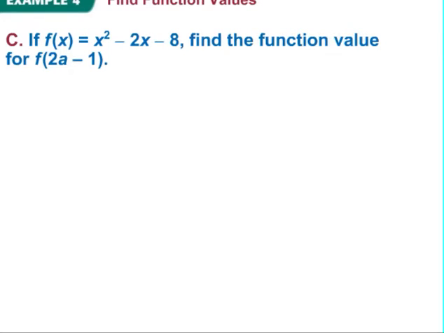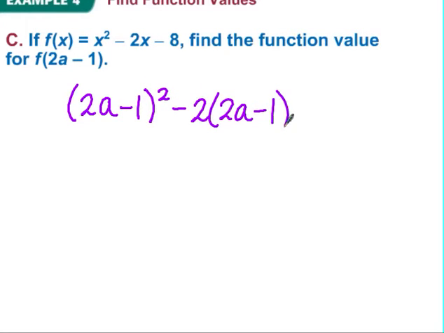Once again, it's the same problem as the one before. We're now just doing 2a minus 1. So this one, what I'm going to do is take (2a minus 1) quantity squared minus 2 times (2a minus 1) minus 8. Now, what a lot of people think is that you square the 2a and you square the 1. That's wrong. Okay, can't do that. What you need to do is you do that: 2a minus 1 times 2a minus 1.